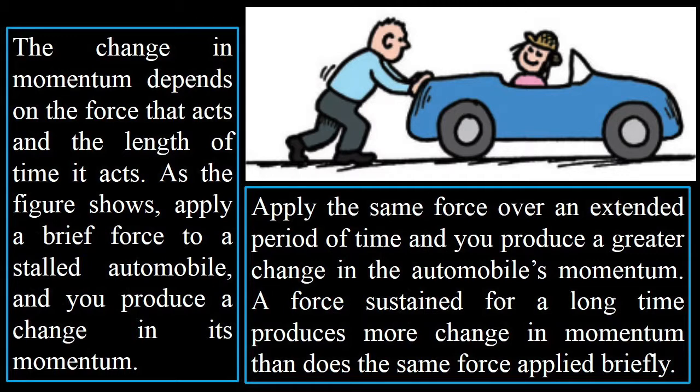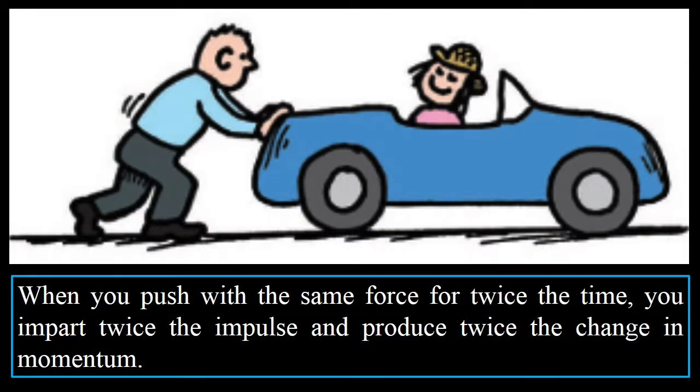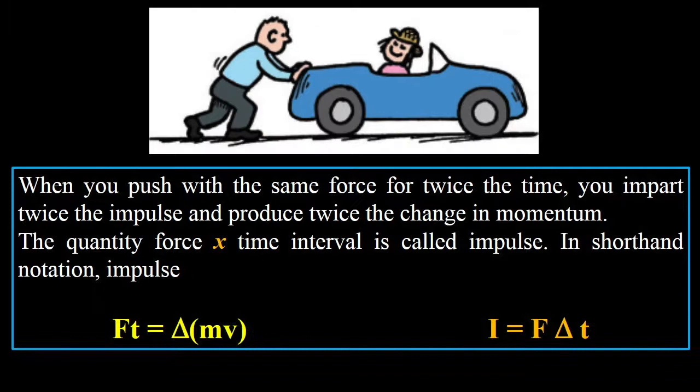So we're talking about actually how do we increase the change in momentum. So we're looking at the relationship between change in momentum and Ft. Large Ft, large change in momentum. When you push with the same force for twice the time, you impart twice the impulse. Impulse is force times time, and produce twice the change in momentum. Make sense? Impulse is force times time. Force times time equals change in momentum. Impulse equals change in momentum. Okay, so far so good.